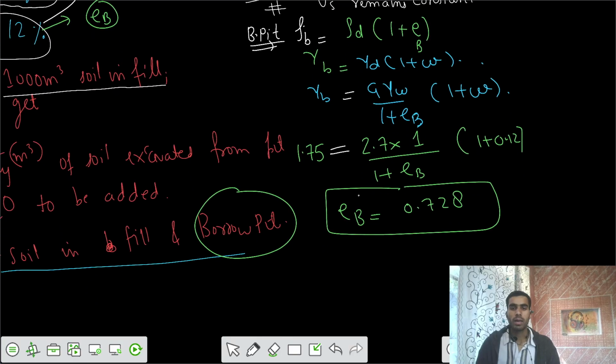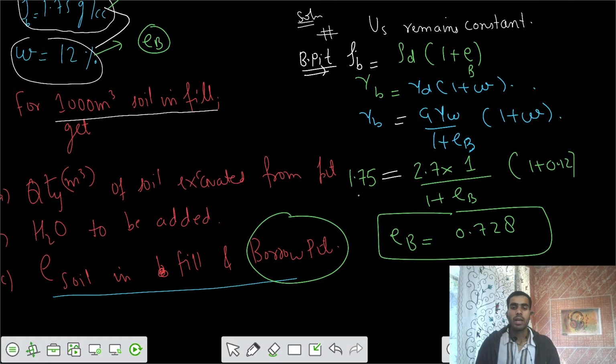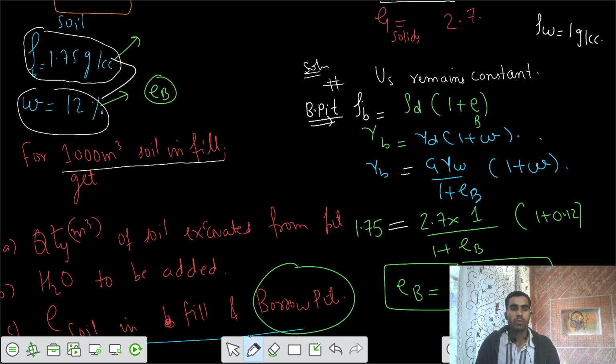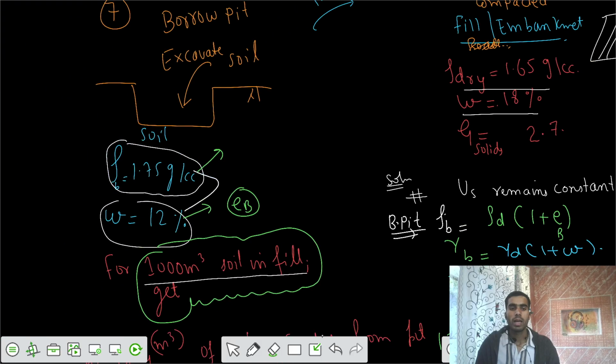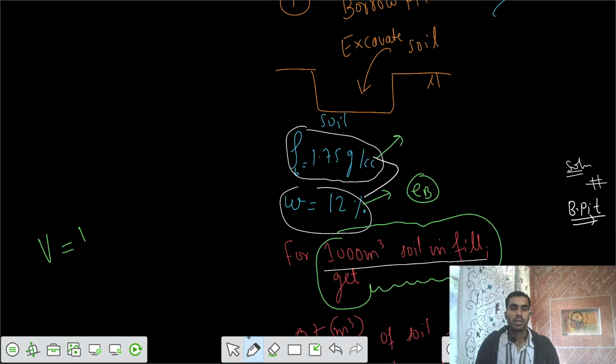So once I got this part, I need to say how much volume of soil, for 100 meter cube of soil in fill, I have to excavate from the borrow pit. For that I have the equation that the volume of soil required is the volume of solids into 1 plus E. If I talk about the volume I have to excavate from the borrow pit, that is the volume of solids into 1 plus E borrow pit. So I got the value of E borrow pit, but I don't know the value of V solids.